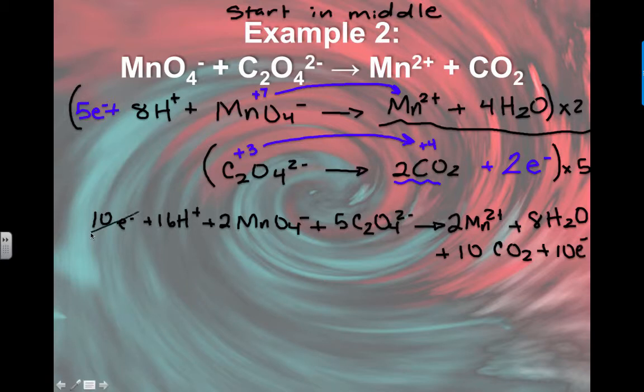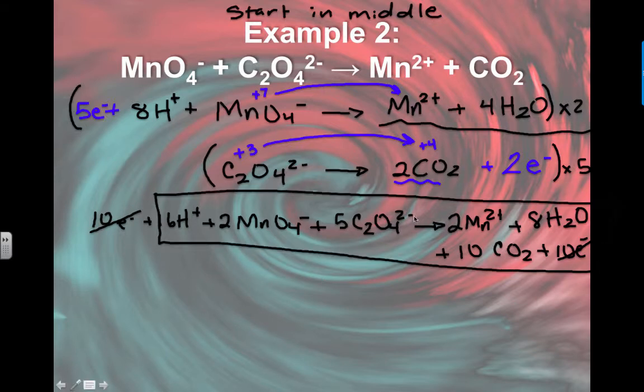So I have 10 electrons on both sides of the equation, which is good. We wanted those to balance, but I don't have to write them in if they're the same on both sides. They just cancel away. But that leaves me with a balanced equation: 16 hydrogens, 2 permanganates, 5 oxalates, 2 manganese ions are formed with 8 waters and 10 carbon dioxide molecules. There's no way that you could have balanced this by building a table and counting the atoms on both sides. The only way to balance this type of reaction is using the method of half reactions.